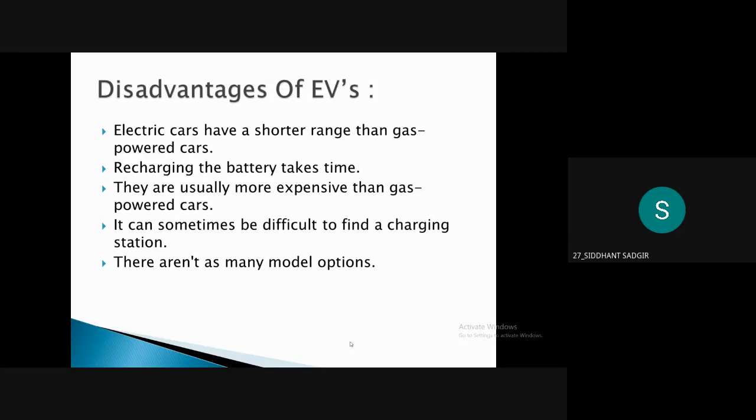Disadvantages of electric vehicles. First, electric cars have a shorter range than gas powered cars. Second, recharging the battery takes time. Third, they are usually more expensive than gas powered cars. Fourth, it can sometimes be difficult to find a charging station. Fifth, they are not available in as many model options.